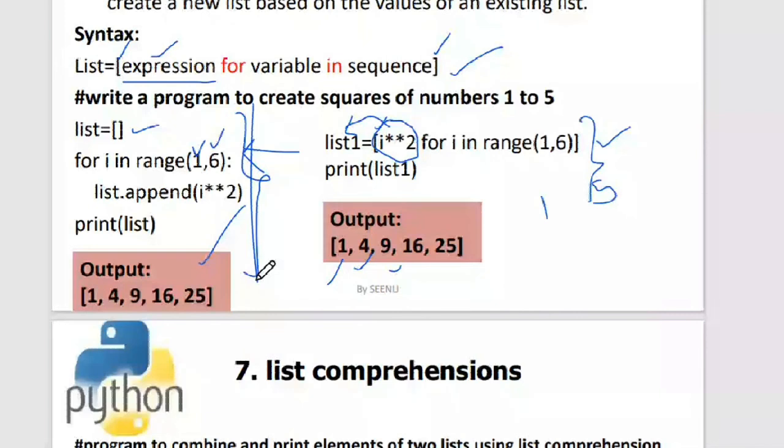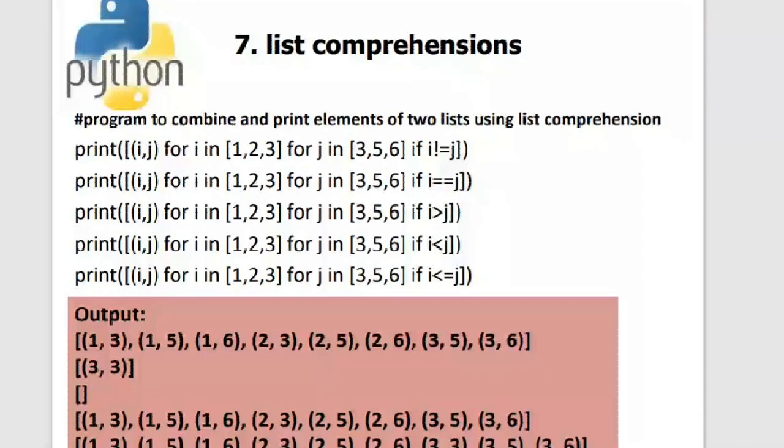Okay, let me show you something else. So this is another example wherein you can use list comprehensions. What we have done over here is we have combined two lists. The first list is 1, 2, 3, and the second list is 3, 5, 6. And I also can have an if condition over here. Based on the if condition, the combinations happen.